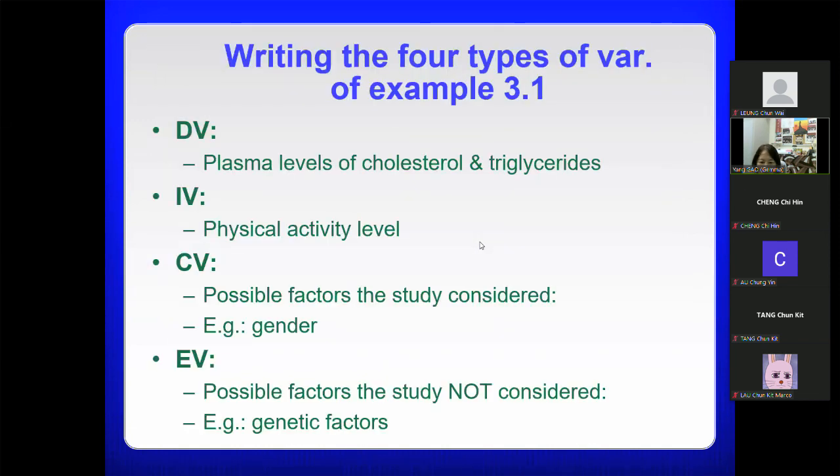So here we're already done. We can see the extraneous variables are possible variables. However, the study didn't consider, except for the eating, the genetic factors. If they didn't measure them, they will also be extraneous variables.